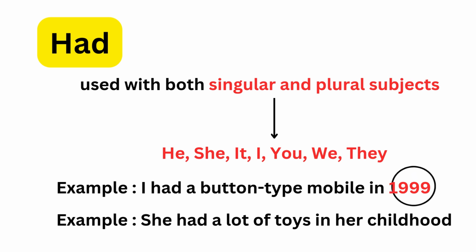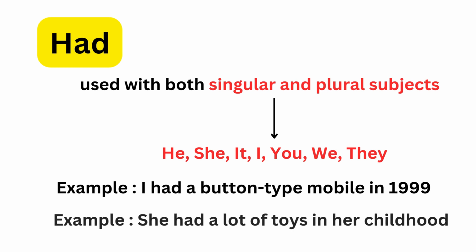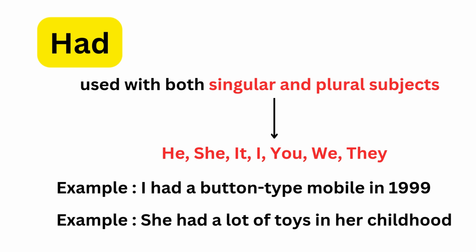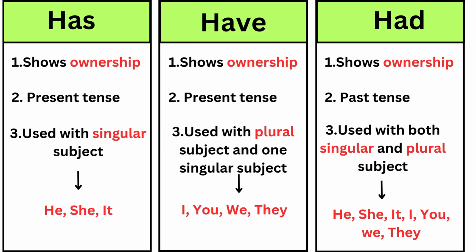Another example using singular subject is she had a lot of toys in her childhood. Here, had is used because it refers to the past, childhood. Here is the tabular column summarizing what I explained. You can take a screenshot and use it for future reference.